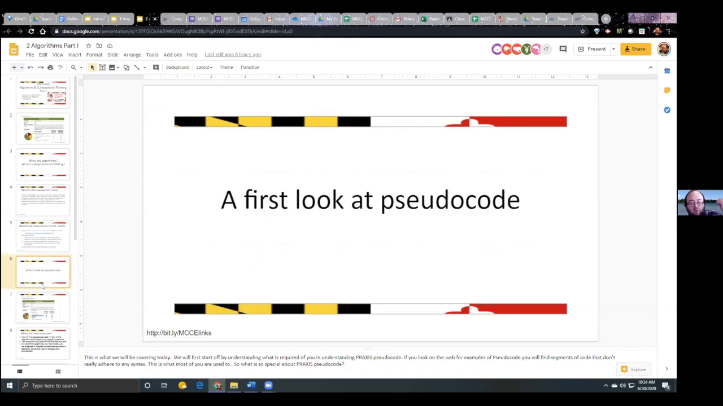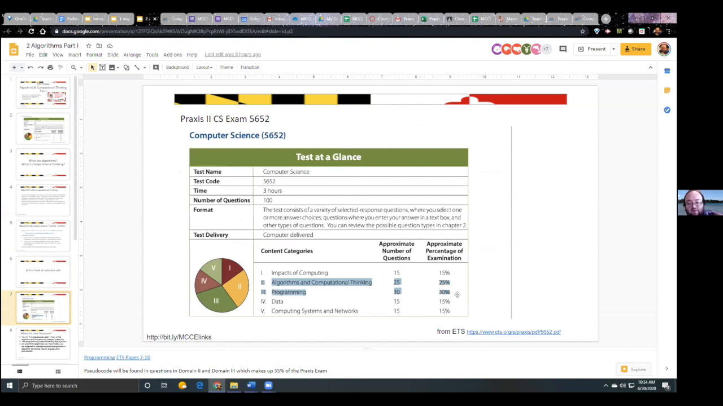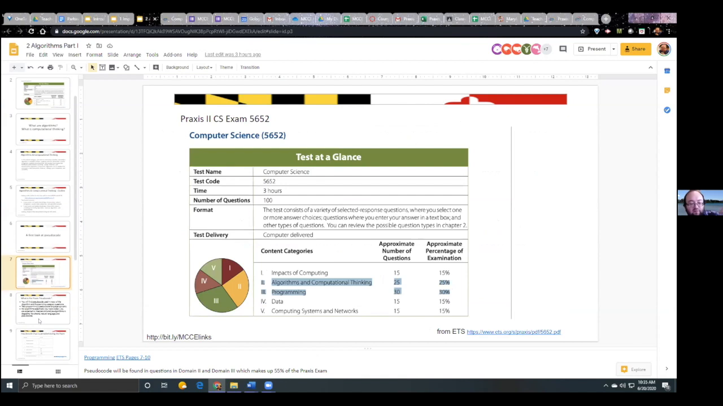Okay. We're going to look a lot more at pseudocode over the next 3 weeks because that applies to both algorithms and the programming section, that 25% and that 30% of the exam, right? So together, 55% of your exam is algorithms and programming, which not all of it, but some of it will be using the Praxis Pseudocode.